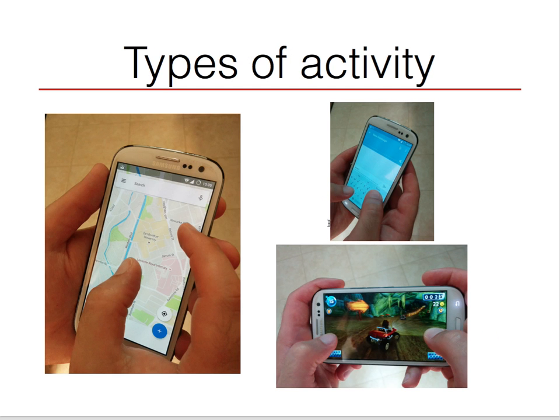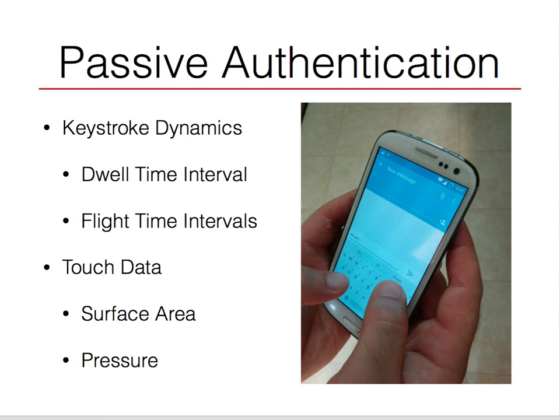modes of authentication. What we have done is we've investigated the types of activity on a smartphone, which are generally typing, swiping, and hyperactivity, usually associated with gaming. We shall be focusing on typing activity and as a form of passive authentication. So the idea is that whilst typing casually on the smartphone, it is continuously authenticating the user.